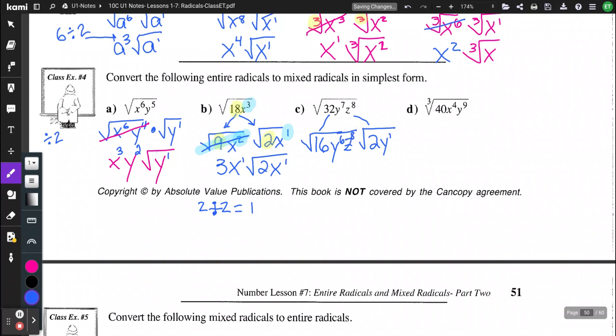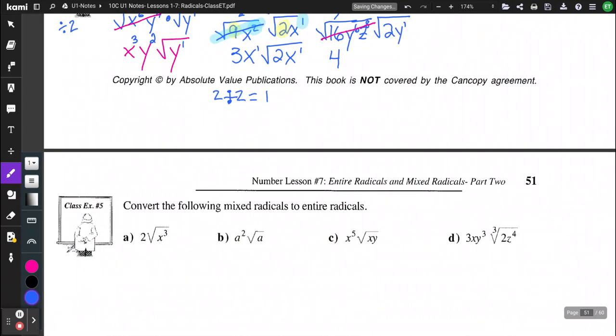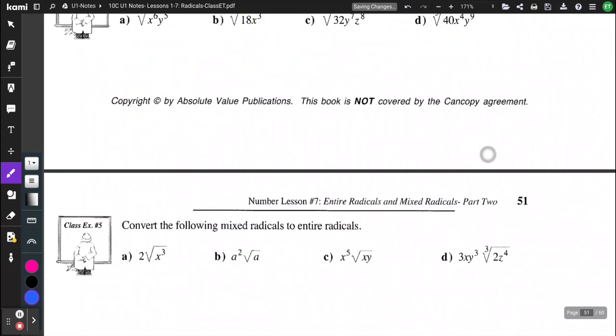Okay, now we're going to solve that perfect root. So we're solving that guy. He's going to become 4. Square root of 16 is 4. I take half of each letter. So half of 6 is 3.